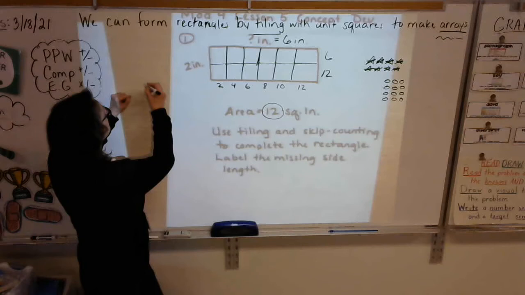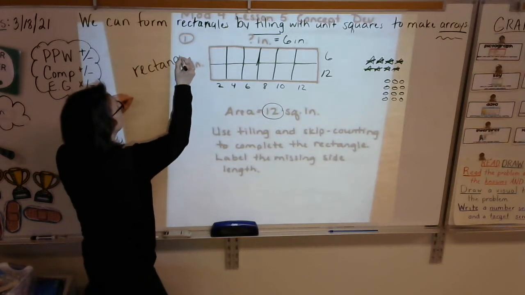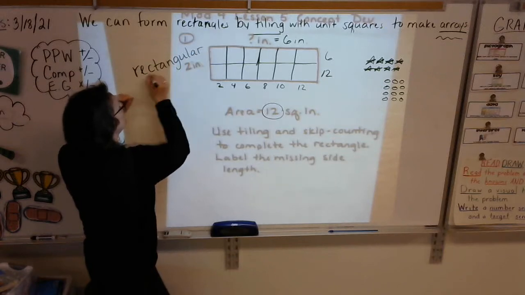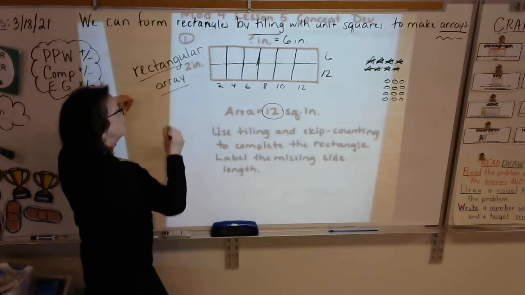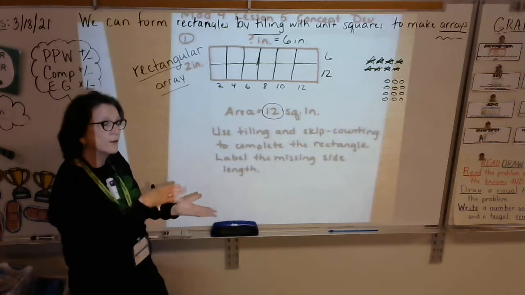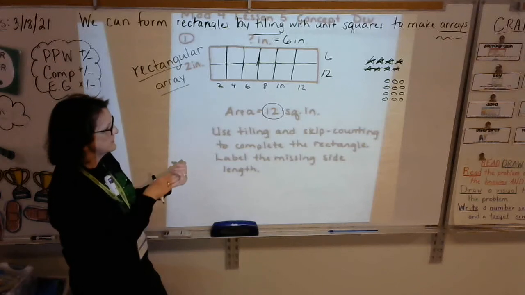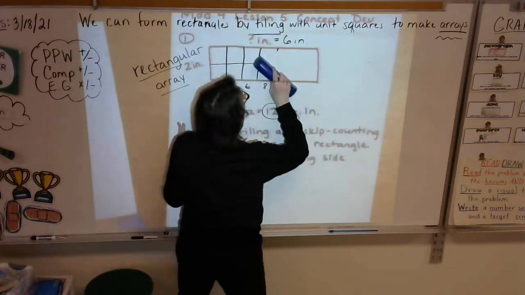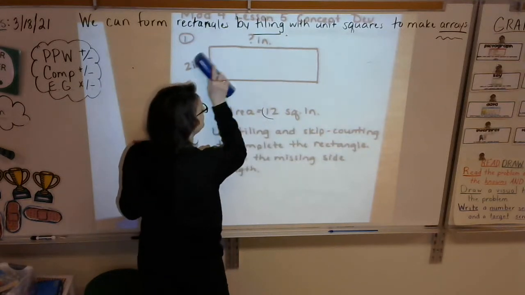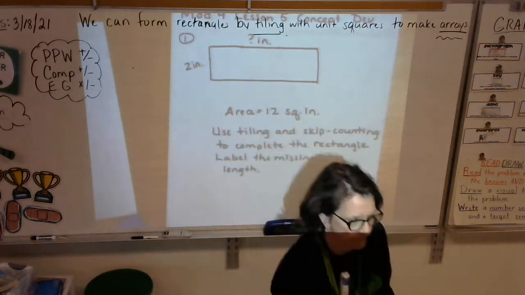This is called, boys and girls, a rectangular array, and it's an array because they're squares in nice, neat rows and columns. Okay, that's your first example. I'm going to run back to my Elmo and pull up our second example. We're going to do 3 together, and then I'm going to have you do the last one independently on Seesaw.